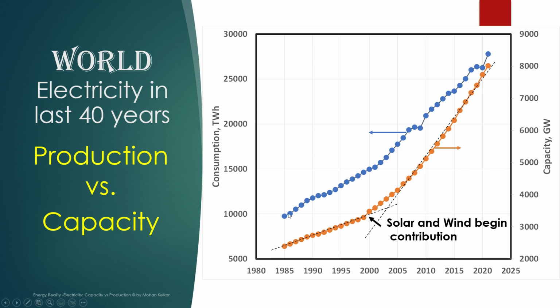Notice that the consumption has steadily increased from 1985 till today, from about 10,000 terawatt hours to about 27,000 terawatt hours. But notice that the capacity build out was at a different slope prior to 2000, and then after 2000 the slope has increased significantly with respect to capacity build out. And that is also the time when the solar and wind started contributing significant amount of electricity in the worldwide market.